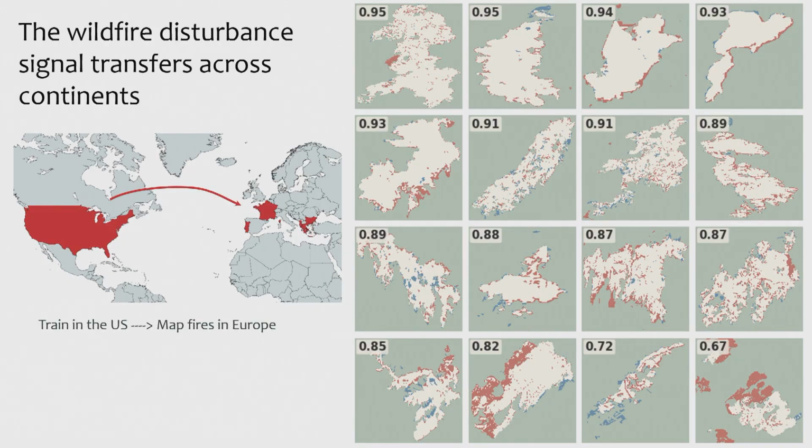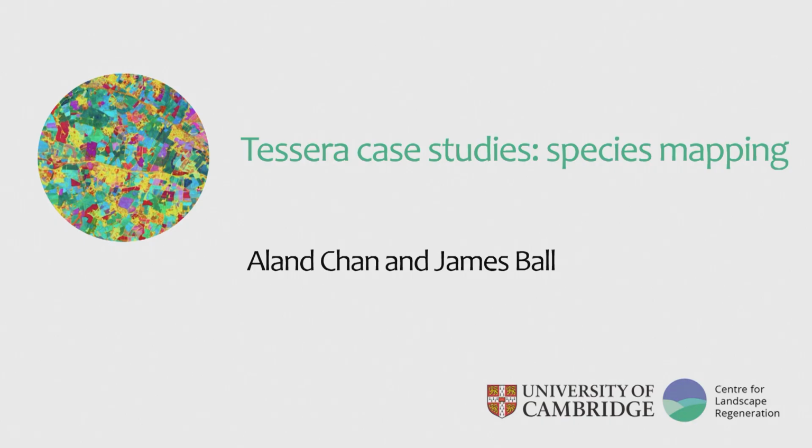Surprisingly and amazingly, this training on North America, we transfer it over to Europe, and it does a really good job at predicting where those fire scars are, as there's a whole lot of fire scars in Europe as well. So there seems to be, at least for fire, excellent transferability around the world.